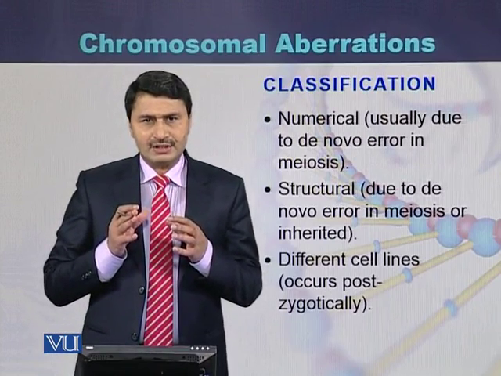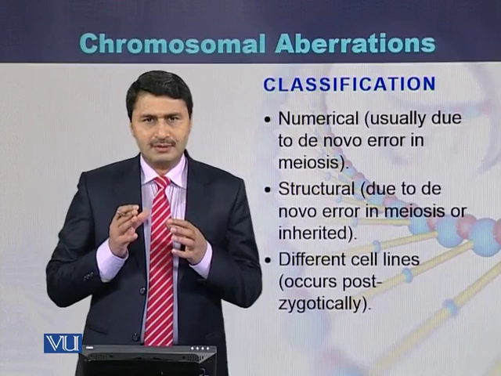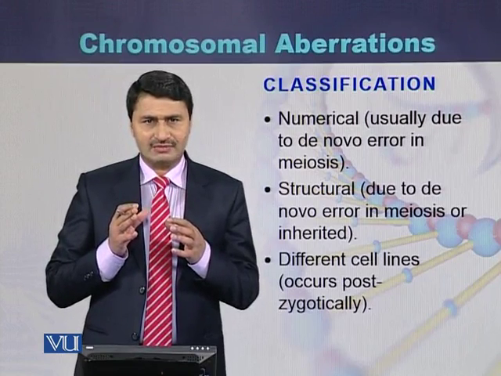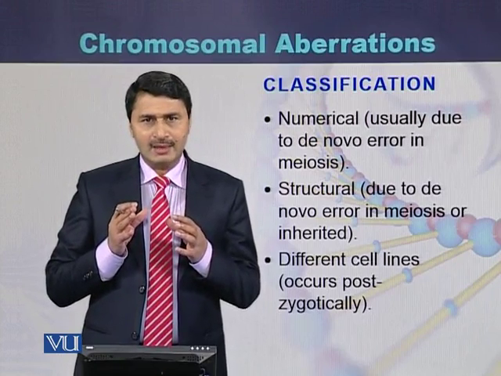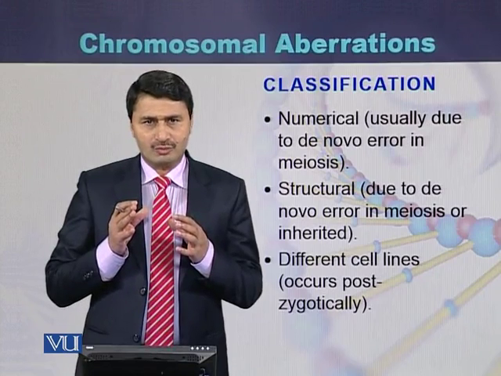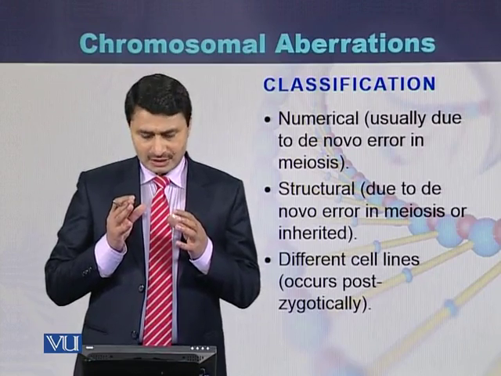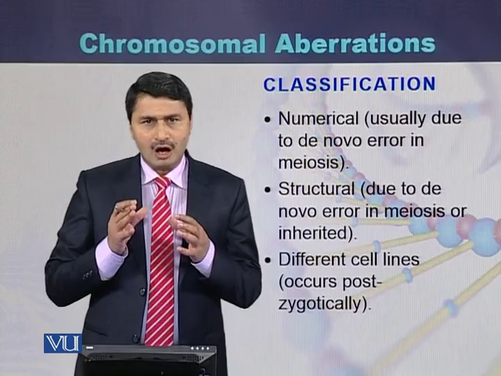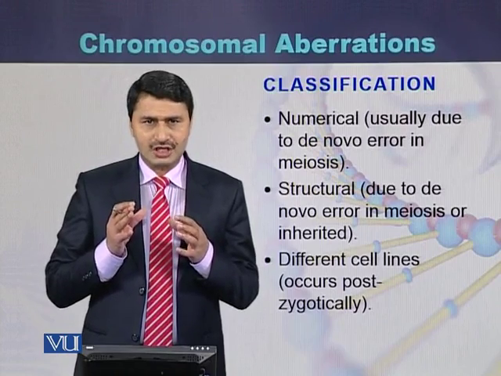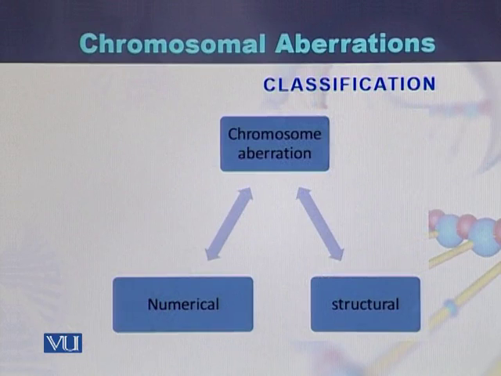Chromosomal aberrations can be classified into two types, but some geneticists classify them into three types. Chromosomal aberrations can be numerical, that is a change in the number of chromosomes. They can be structural, that is a change in the structure of the chromosomes, or they can be in the form of mosaics. If we classify the chromosomal aberrations, they can be classified into numerical aberrations as well as structural aberrations.